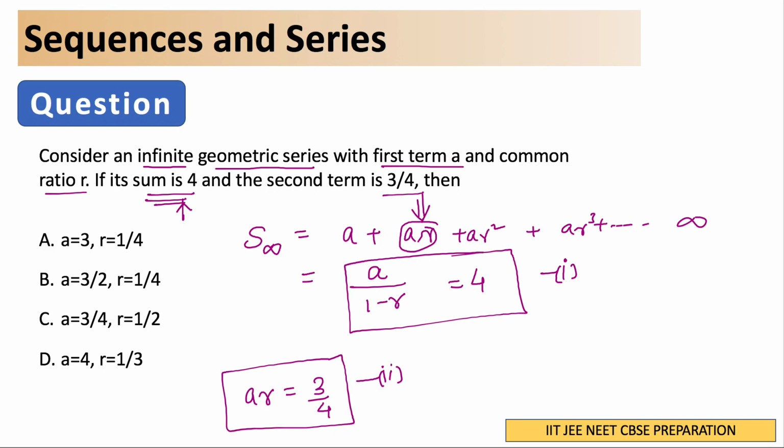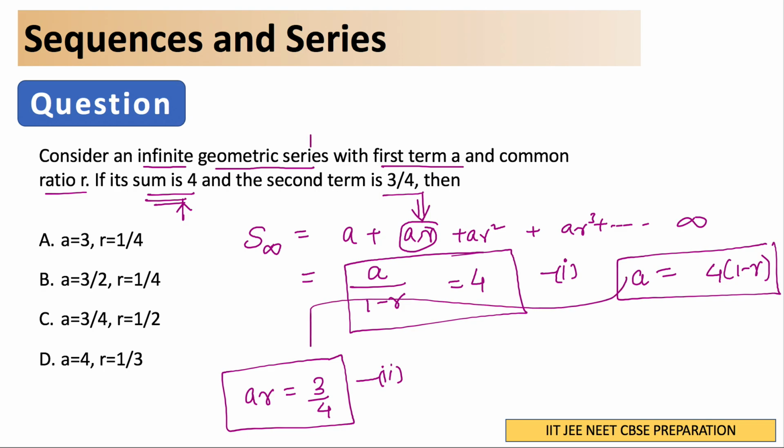So let's take the first equation. From here I can write a is equal to 4 times 1 minus r, correct? So a is equal to 4 into 1 minus r. I will take this value of a and put it in the second equation. So let's do that and see what we get. So we have 4 into 1 minus r into r is equal to 3 by 4, correct? I have just put the value of a here.